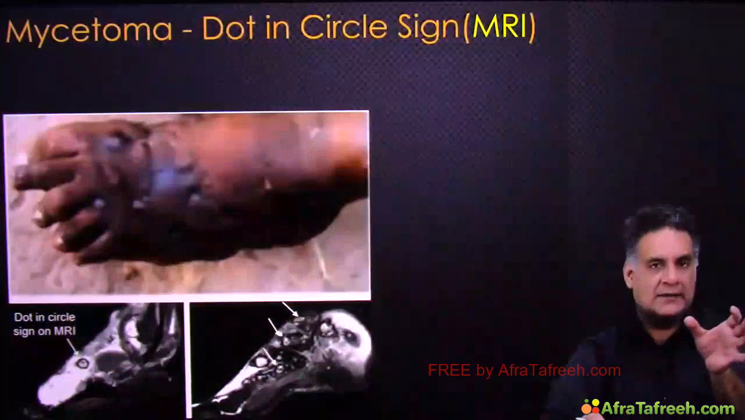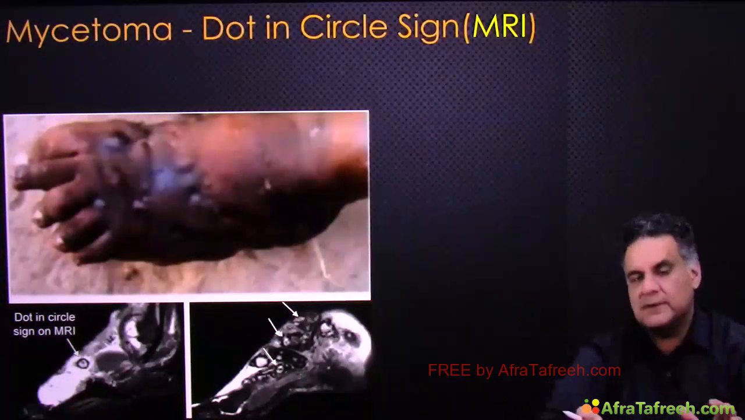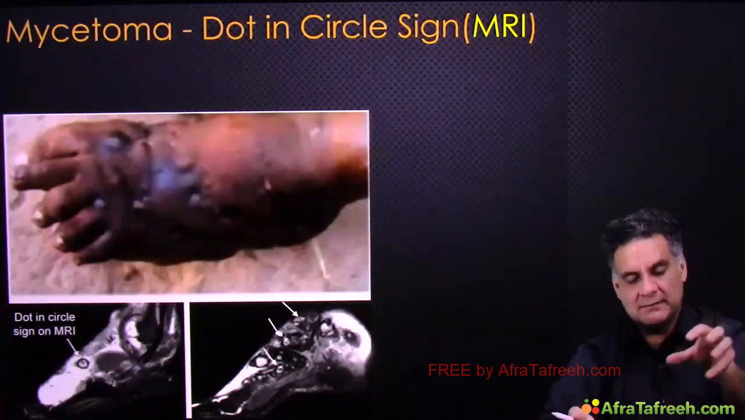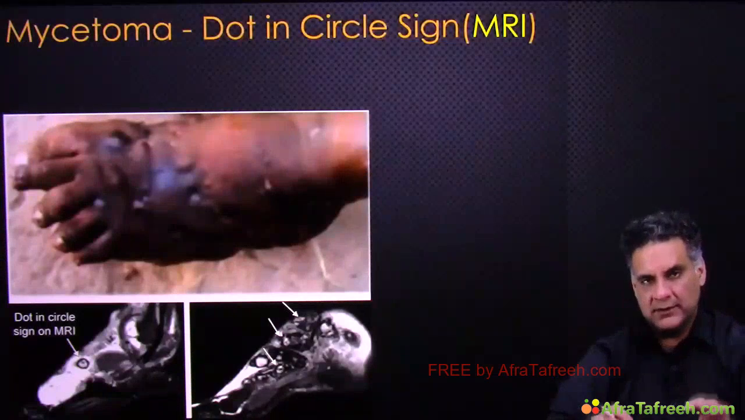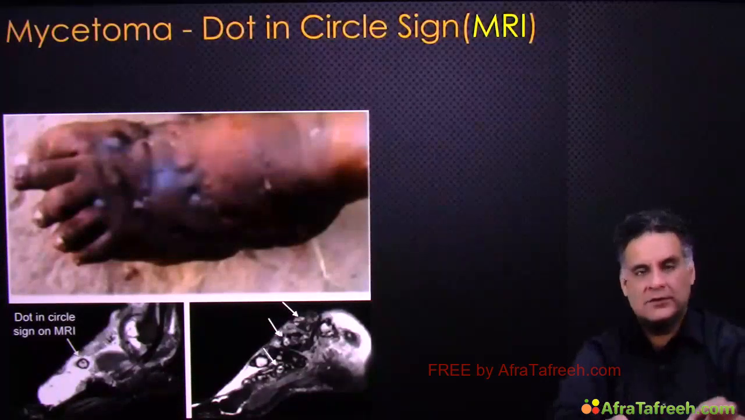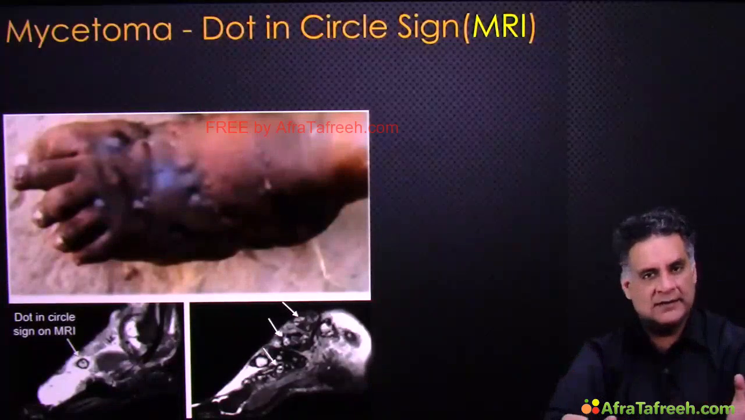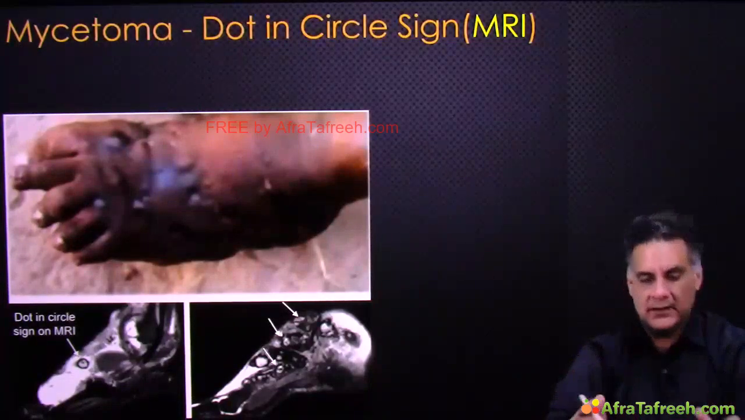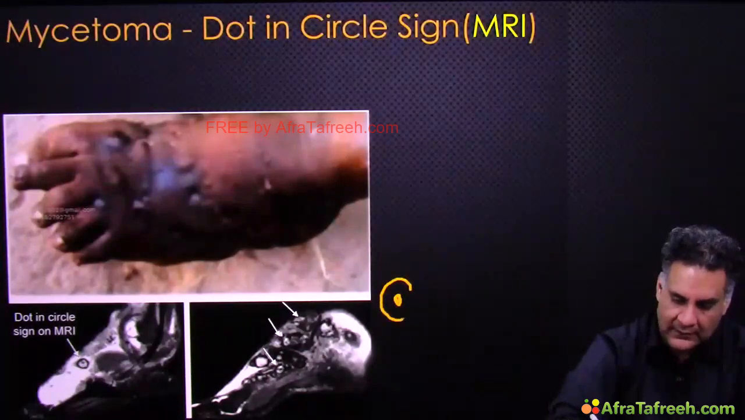When you look at chronic infections of the foot, you will see multiple discharging sinuses here. When you do an MRI of them, you will see the dot in the circle sign. Mycetoma on MRI has a dot in the circle sign.